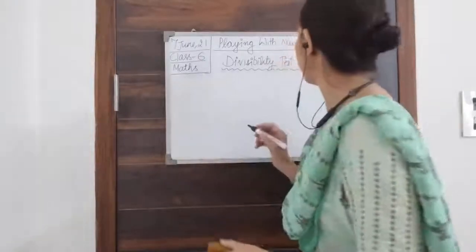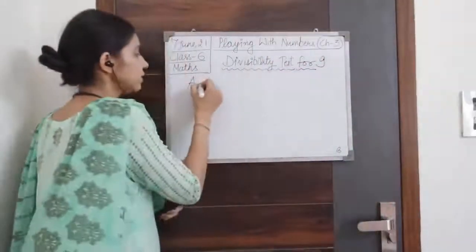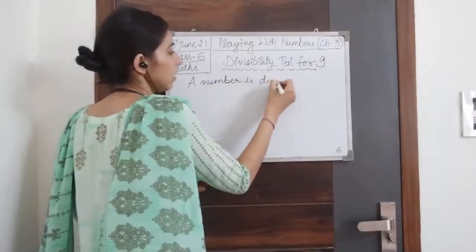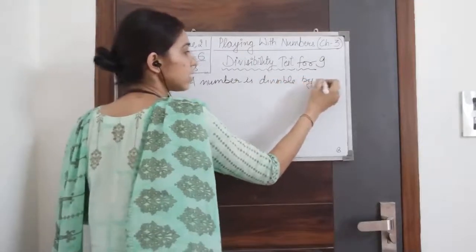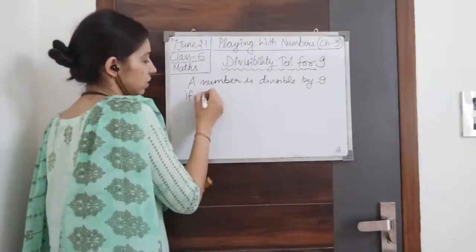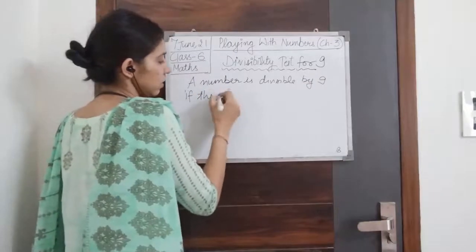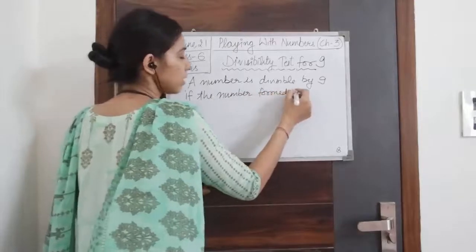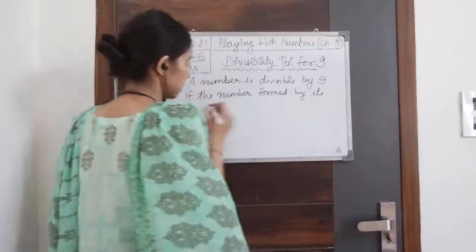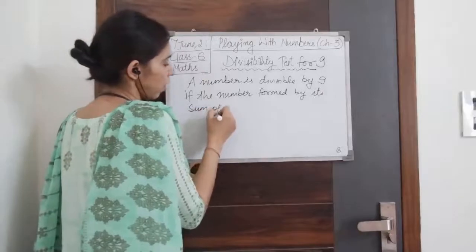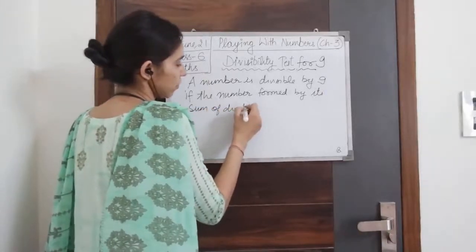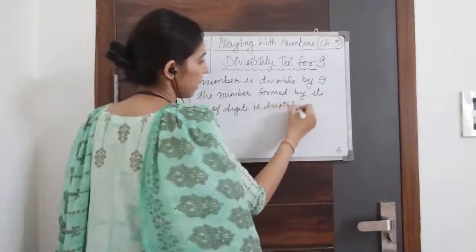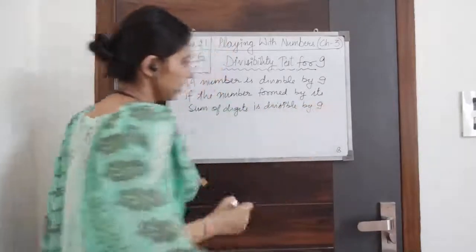So we will write it as a number is divisible by 9 if the sum of its digits is divisible by 9. ठीक है, take another example.